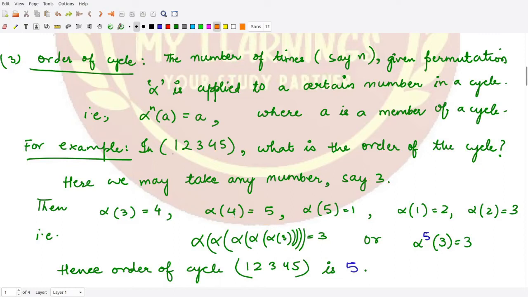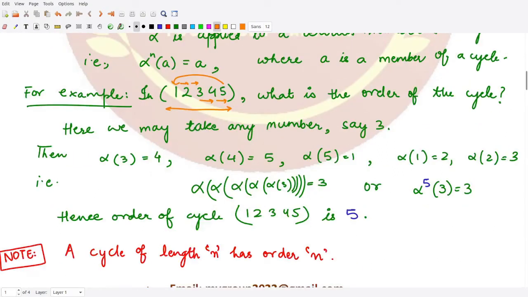We are repeatedly applying this. Notice that starting from 3, we move from 3 to 4, 4 to 5, 5 to 1, 1 to 2, and 2 to 3. So in total we move 5 times to reach 3 again. Exactly, this is the length of the cycle, which contains only 5 digits. So this is a result which states that a cycle of length n has order n, and we have clearly observed through an example that this is true.